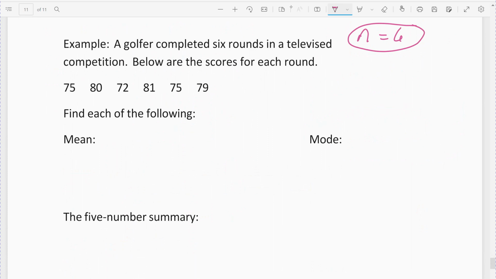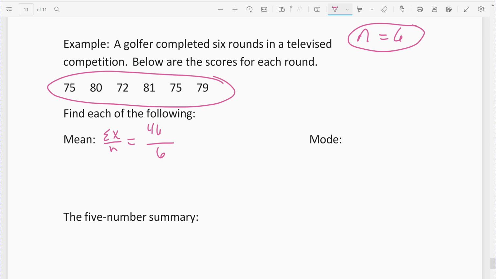Alright, find the mean, mode, and the 5-number summary first. So mean, remember, is the sum of all my values divided by n. So we add all these scores up and divide by 6. So what was his average score for his 6 rounds? Add 75, 80, 72, 81, 75, 79. That adds up to 462. Divide by 6. So his average score was 77. His mode, he did 75 twice. That's the only one that shows up more than once, so 75.